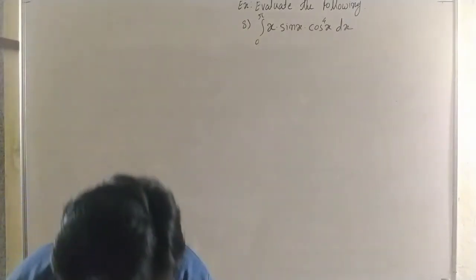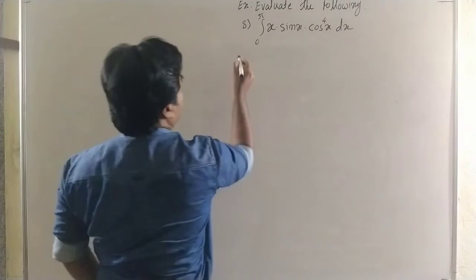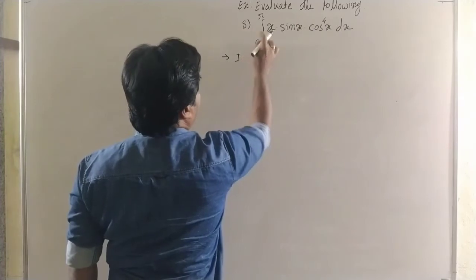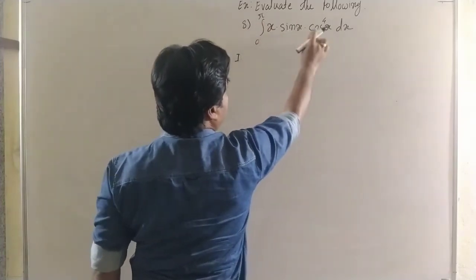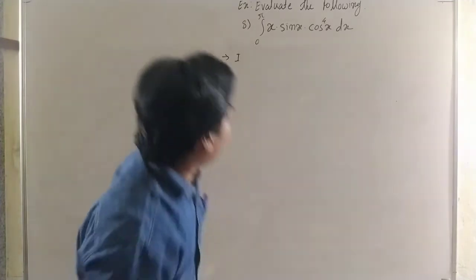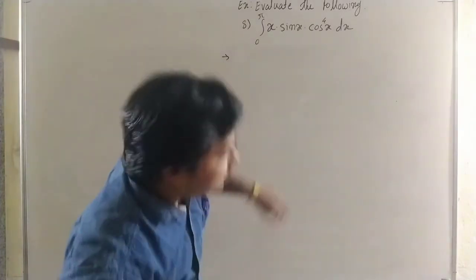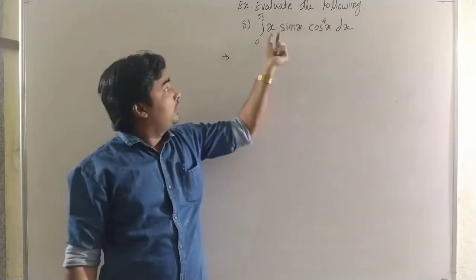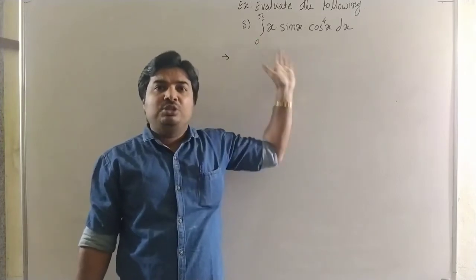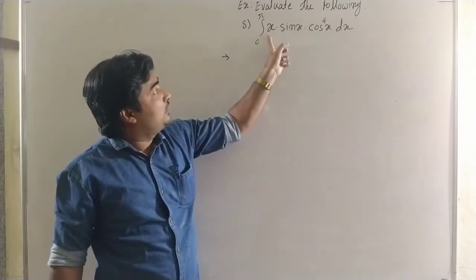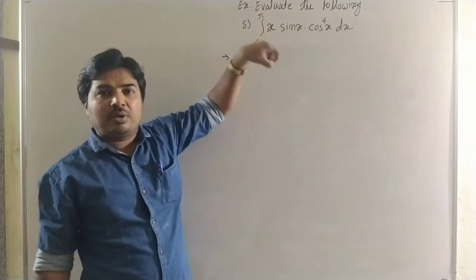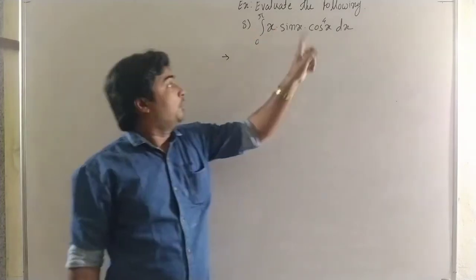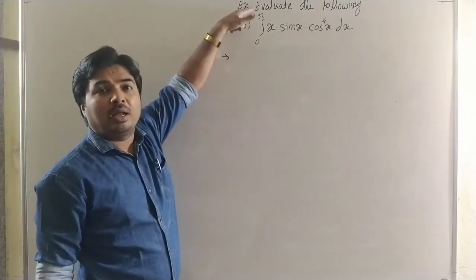Here the given integral is 0 to pi x into sin x into cos to the power 4x. See carefully this. In this integral, x into sin x into cos to the power 4, if there are only 2 terms in the product, that is u into v, but here there are 3 terms, u into v into w. In integration by parts, we only use u into v. There are 3 terms. Again here the limit is 0 to pi.